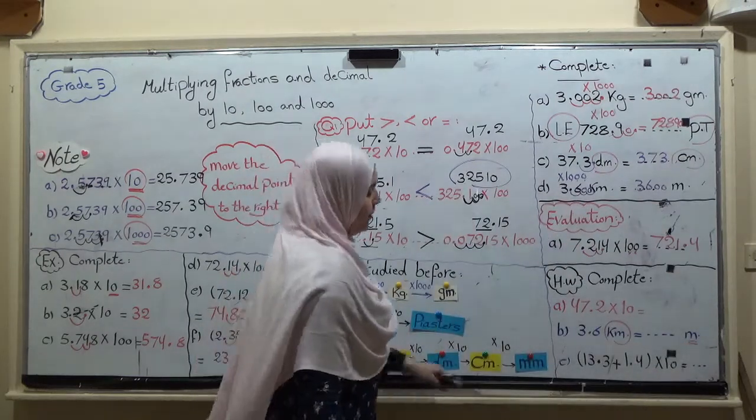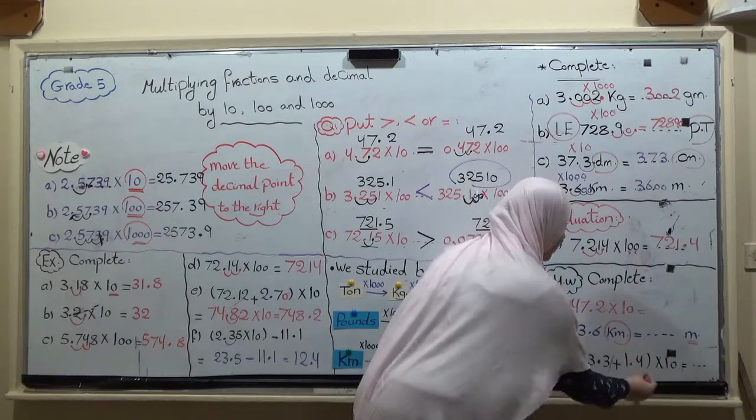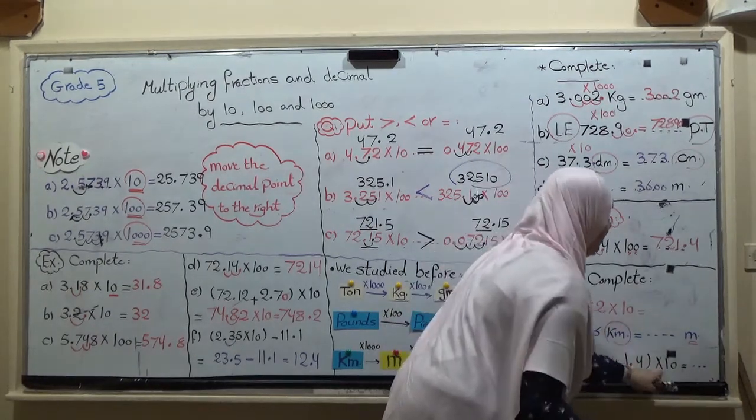This homework, complete. 47.2 multiplied by 10. 3.6 kilometer to, how can I convert from kilometer to meter? We studied it before. 13.3 plus 1.4 multiplied by 10. First, find the result, then multiply the result by 10.